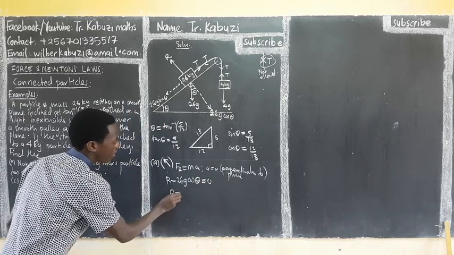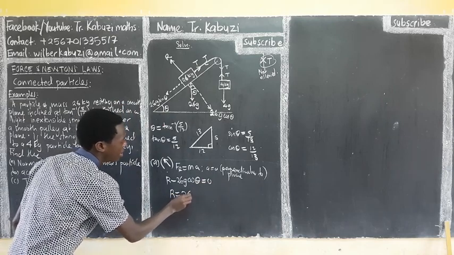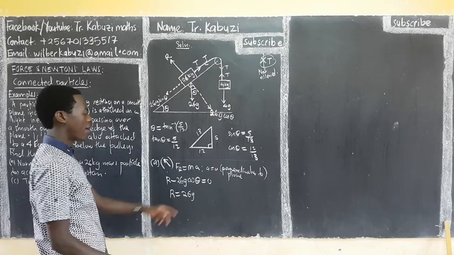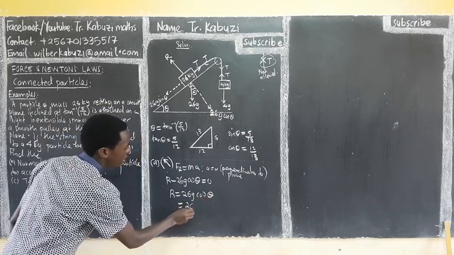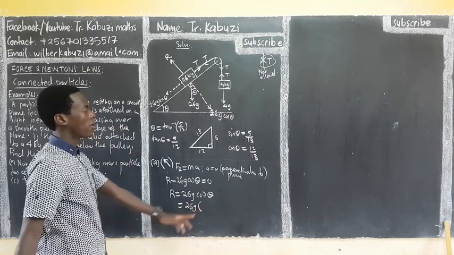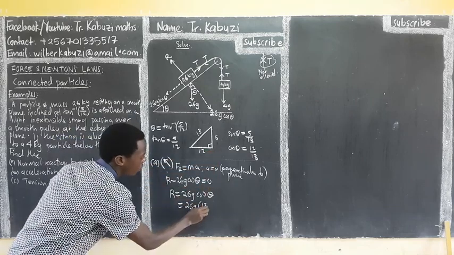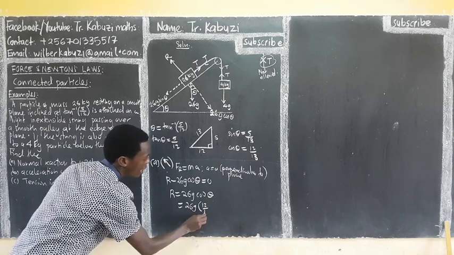And so our R here will be 26g. What is our cos theta? Okay, cos theta, so it will be 26g into cos theta, which is 12 over 13.